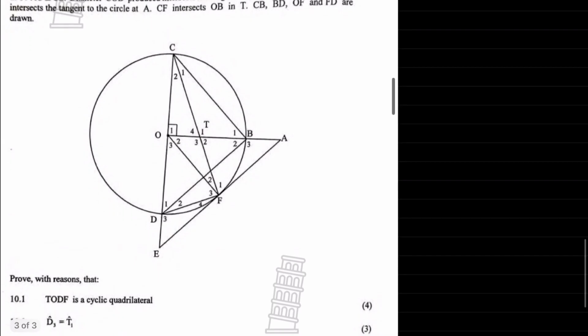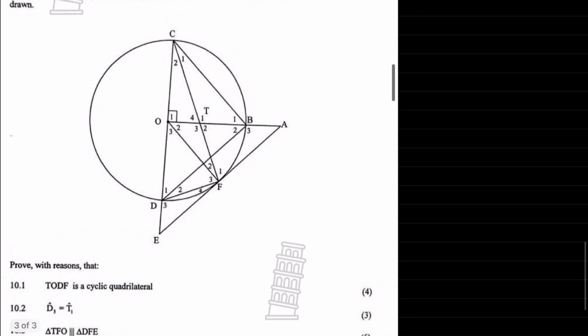So the question says, prove that TODF is a cyclic quadrilateral. So let's look for TODF. Okay, now we think of the properties of a cyclic quadrilateral. Some of the properties, the opposite angles are supplementary. Exterior angle equals the interior opposite. We can look for the angles in the same segment or the converse of it. A lot of different ways, but let's see what we have.